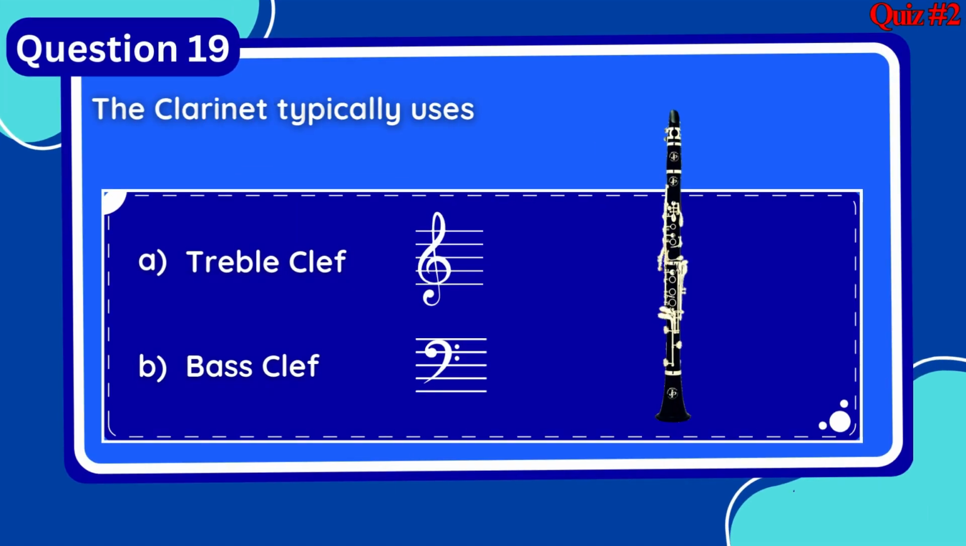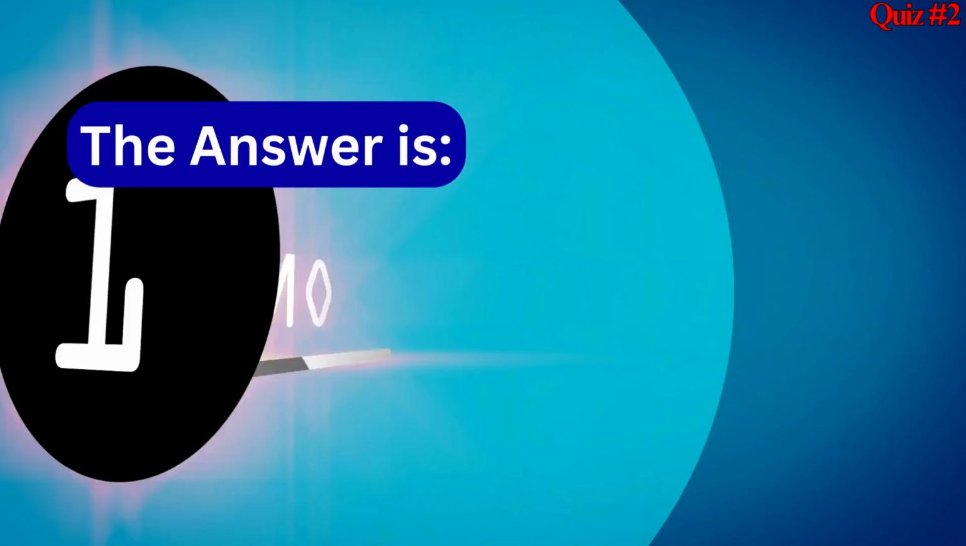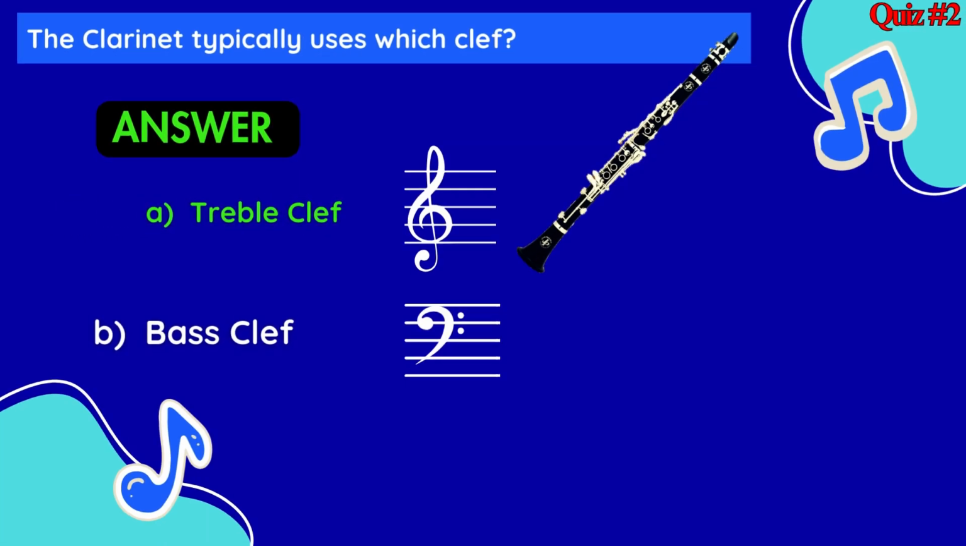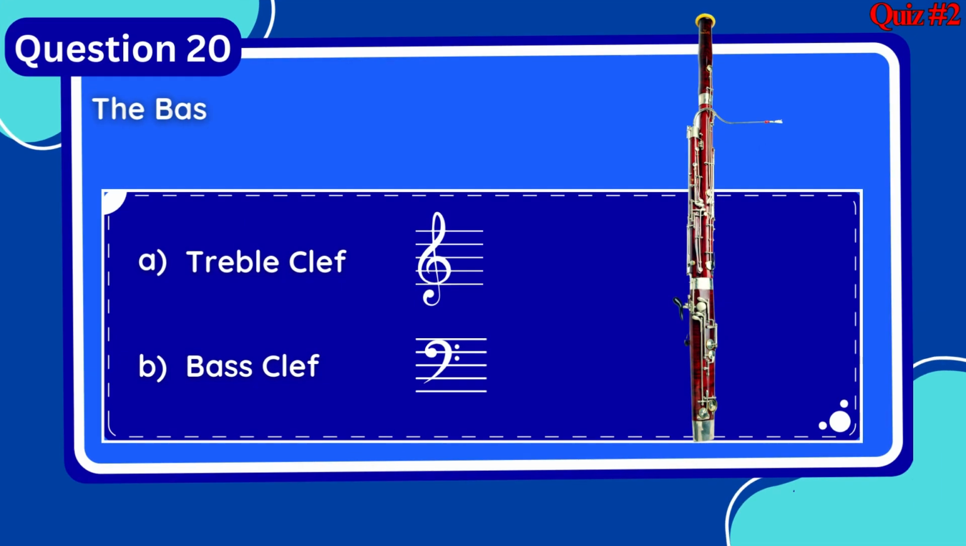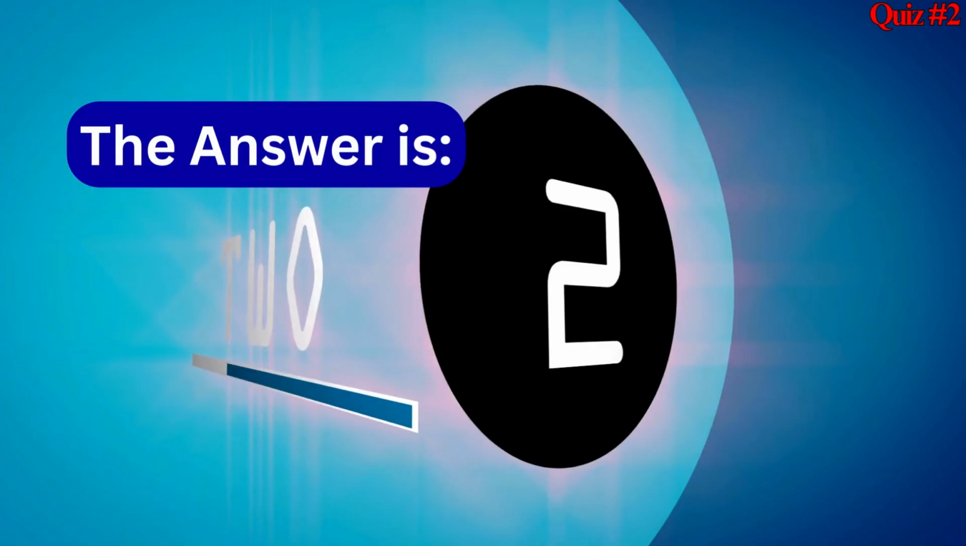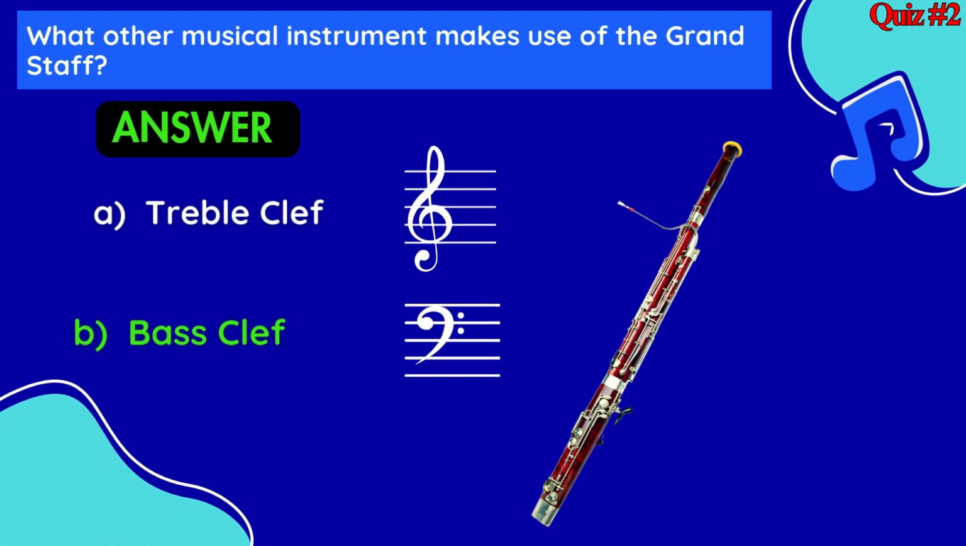Question 19. The clarinet typically uses which clef? A, the treble clef, or B, the bass clef? And the answer is A, the treble clef. And our last question for this quiz is question 20. The bassoon typically uses which clef? A, the treble clef, or B, the bass clef? And our answer is B, the bass clef.